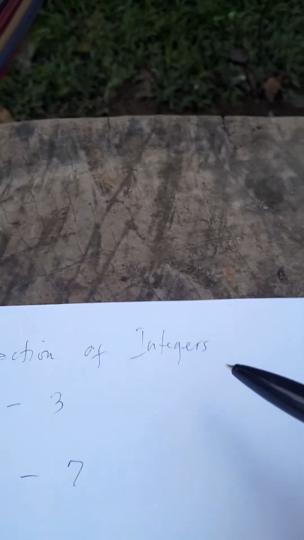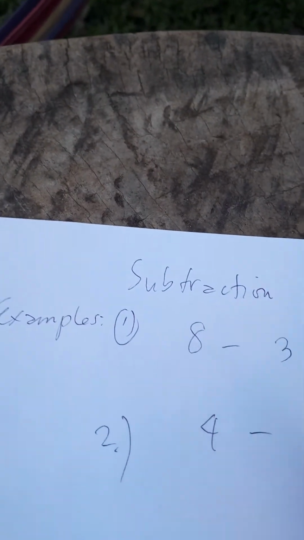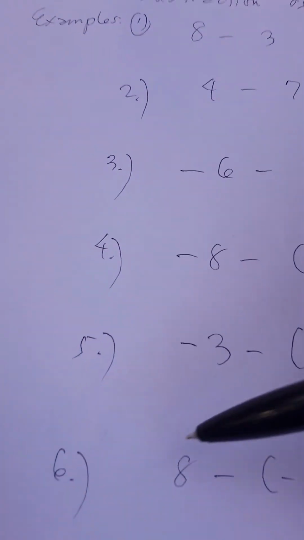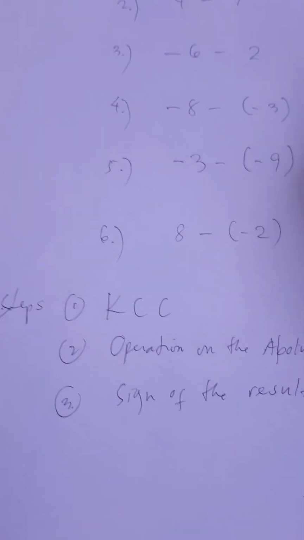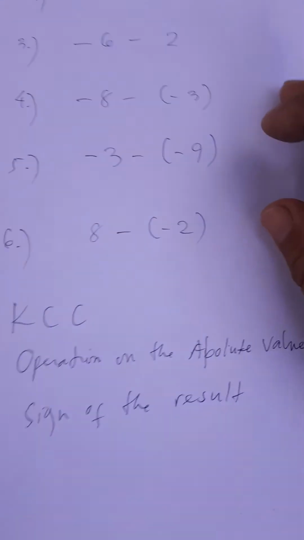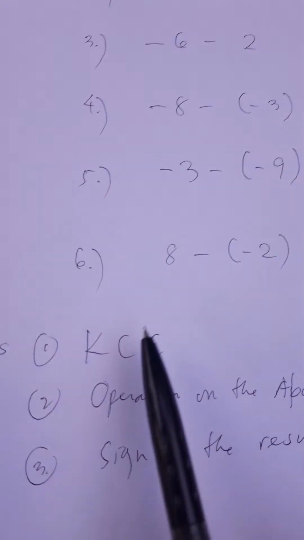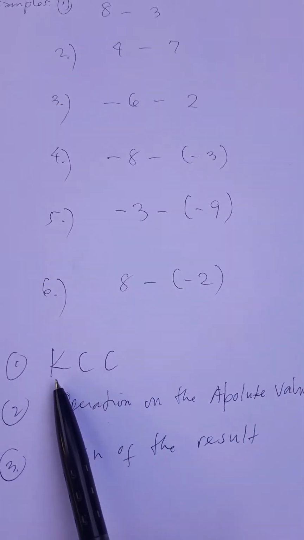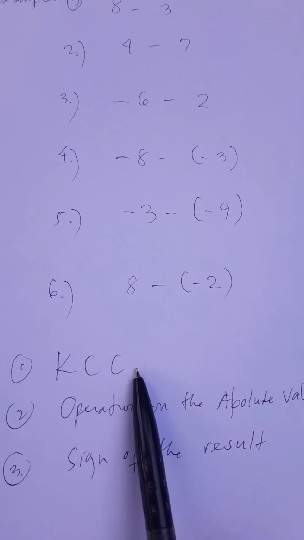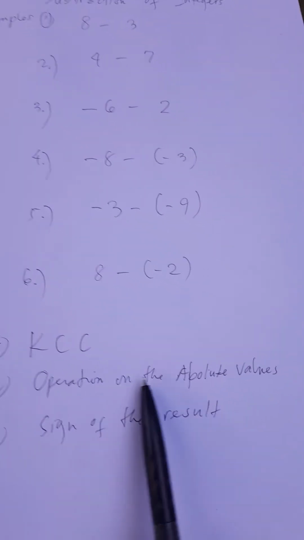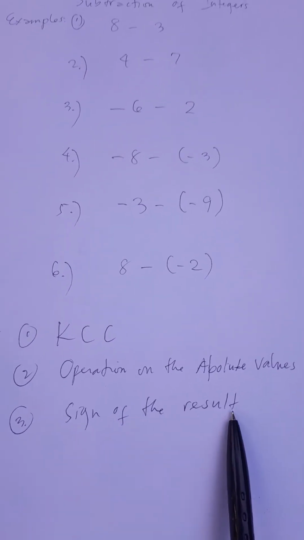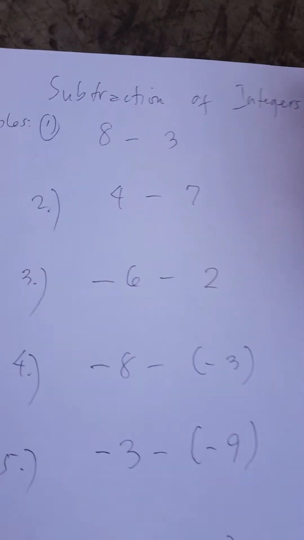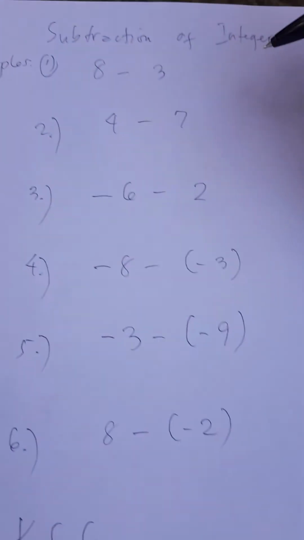Now let's have subtraction of integers. Examples we have here, 6 examples, and let us recall the three steps or rules in subtracting integers. First step is the KCC. So you know already the meaning of this: keep, change, change. Number 2, operation on the absolute values. Then step 3, sign of the result. So let's illustrate these 3 steps by answering these examples.